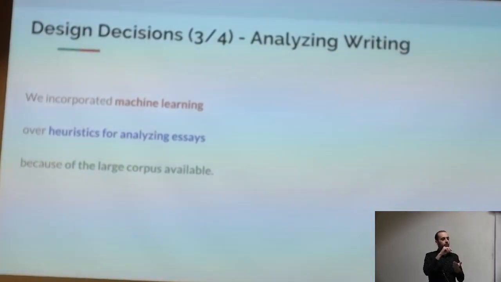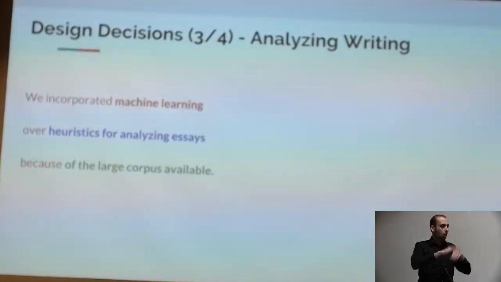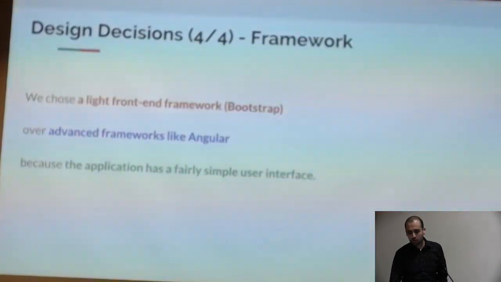To analyze the writing sample, we incorporated a machine learning approach instead of a heuristic for analyzing the essays because it was a lot more available, and there was more information available in the corpus. Long ago, there was not a lot of information on the web, so that made it a lot easier to tag words as informal or formal.